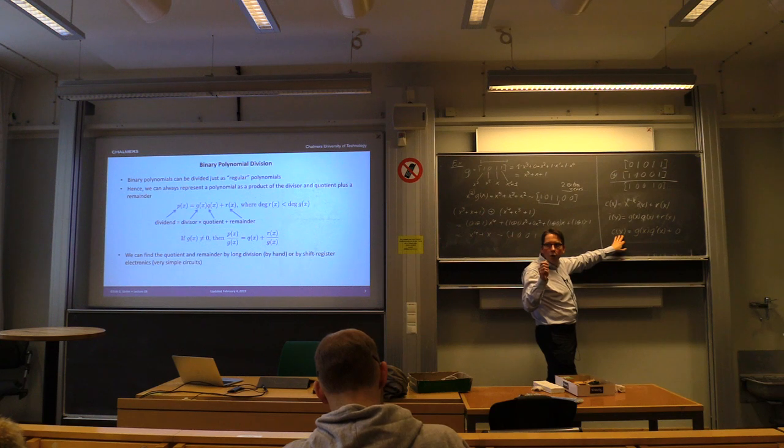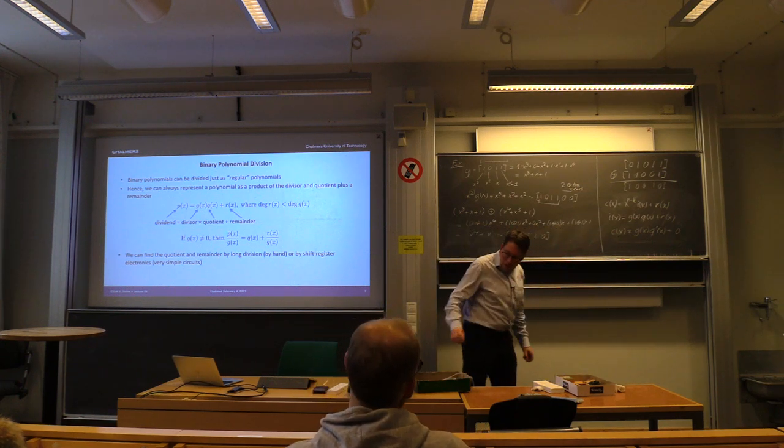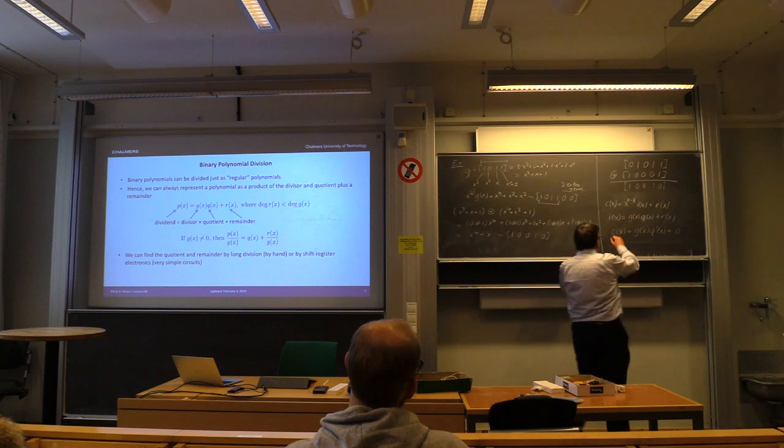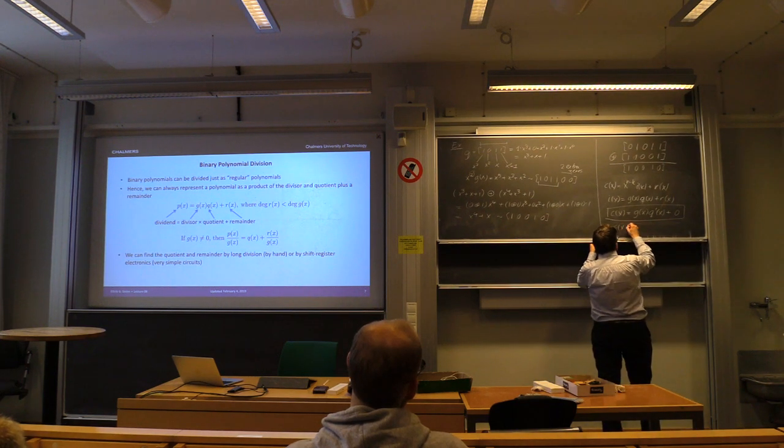So if you get all zeros, then there is no error? No, but if this relationship holds, that means that c of x is a code word.